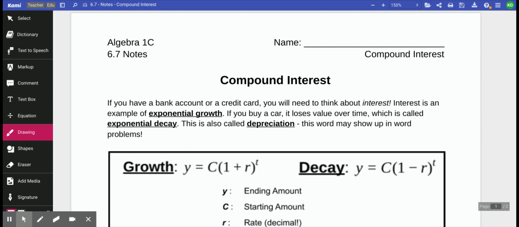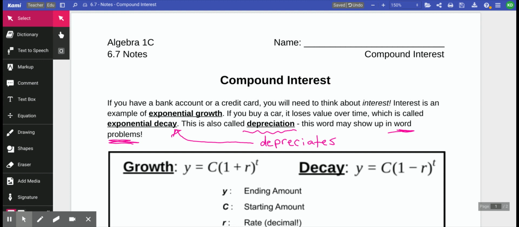If you buy a car, for example, it loses value over time, which is an example of exponential decay. The word for this we call depreciation. So this is just something that we're going to want to look for because when we do word problems, if we see the word depreciation or depreciates, that's the other form of it, then we're going to know that this means exponential decay. All right, so that's going to be our key, our clue when we're doing word problems.